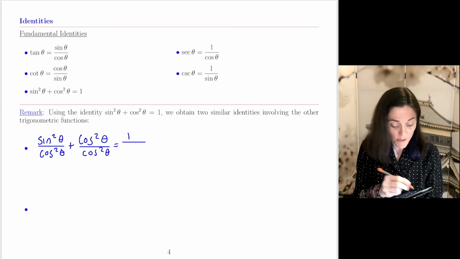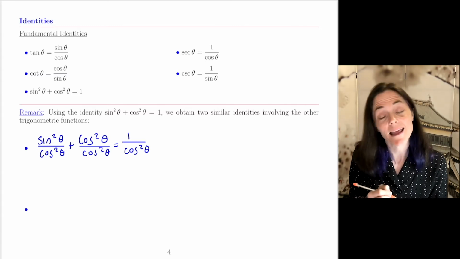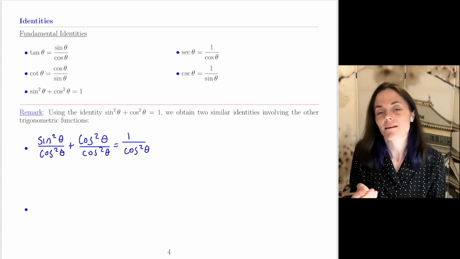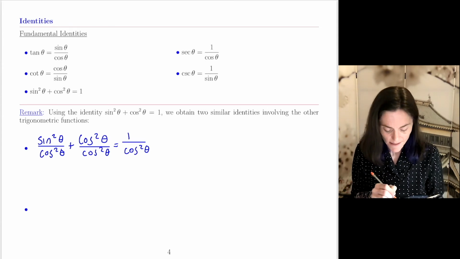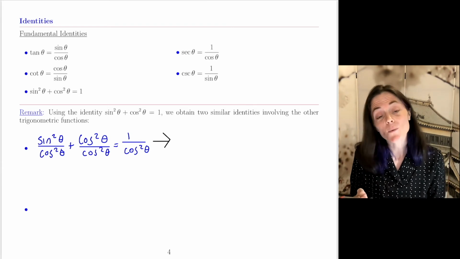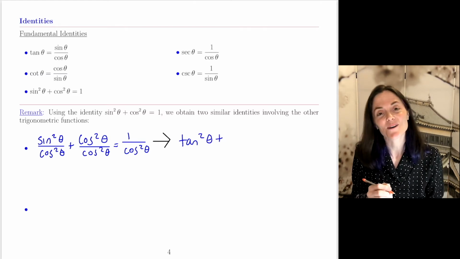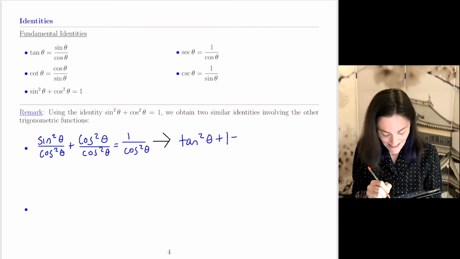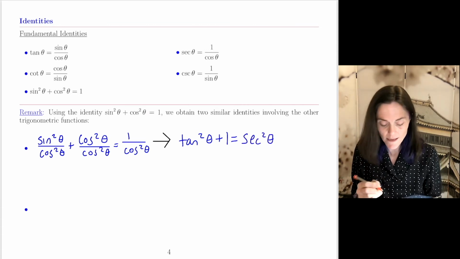I just took this known identity, which was from 2 lessons ago, and divided every single entry by the same thing, namely cosine squared. Well, you see what we get out of this? We get a new identity, which is fantastic. Sine squared over cosine squared is tangent squared. Cosine squared over cosine squared is 1. And then 1 over cosine squared is secant squared. So this is another identity.